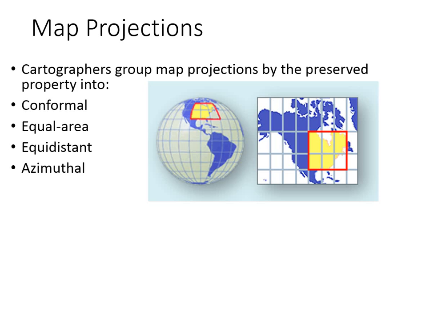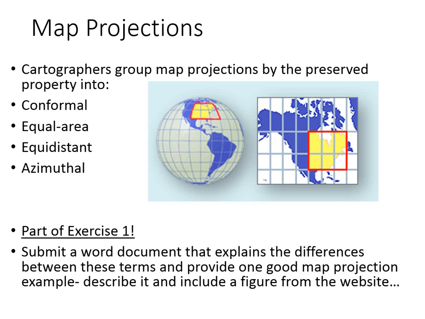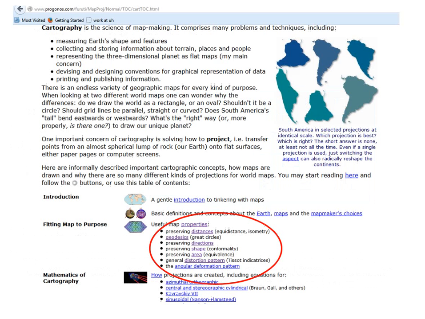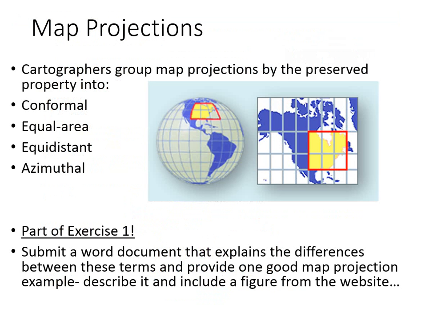One of the exercises I want you to work on, exercise number 1, which will also include a map critique, is to submit a Word document that explains the differences between these different terms and provides one good map projection example. I want you to describe it. So for each of these, such as equal area, I want you to choose a map projection that is an equal area map projection. Include a figure from a website you choose. It might be this one, and I'll send you some possible links you could use, just to read up and work through these different things associated with map projections.